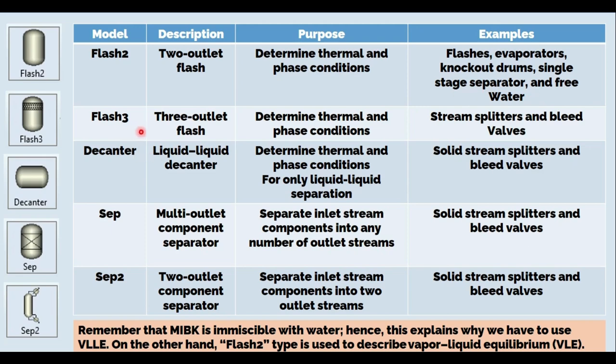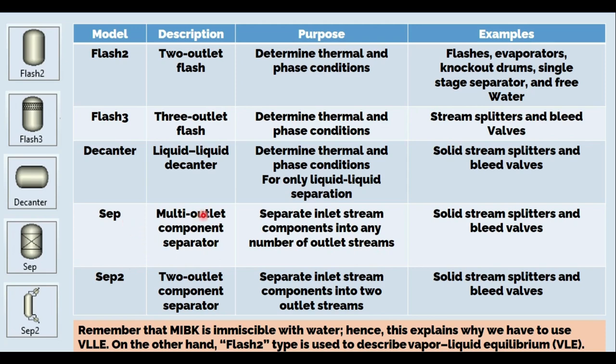While flash 3 is a 3 outlet flash, and the purpose is similar to flash 2, and it is used for stream splitters and bleed valves. While decanter is a liquid-liquid decanter, and it is used to determine the thermal and phase conditions, and it is only used for liquid-liquid separations. SEP and SEP2 work like distillation columns, but they do not provide more detailed information, like the number of trays requirement and the reflux ratio calculation.